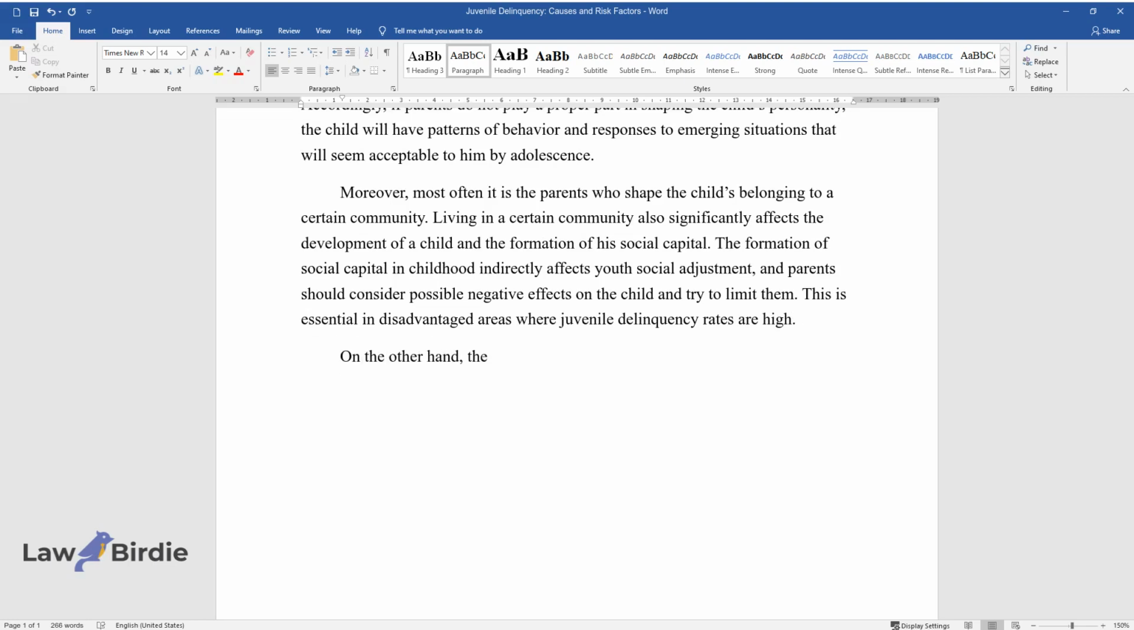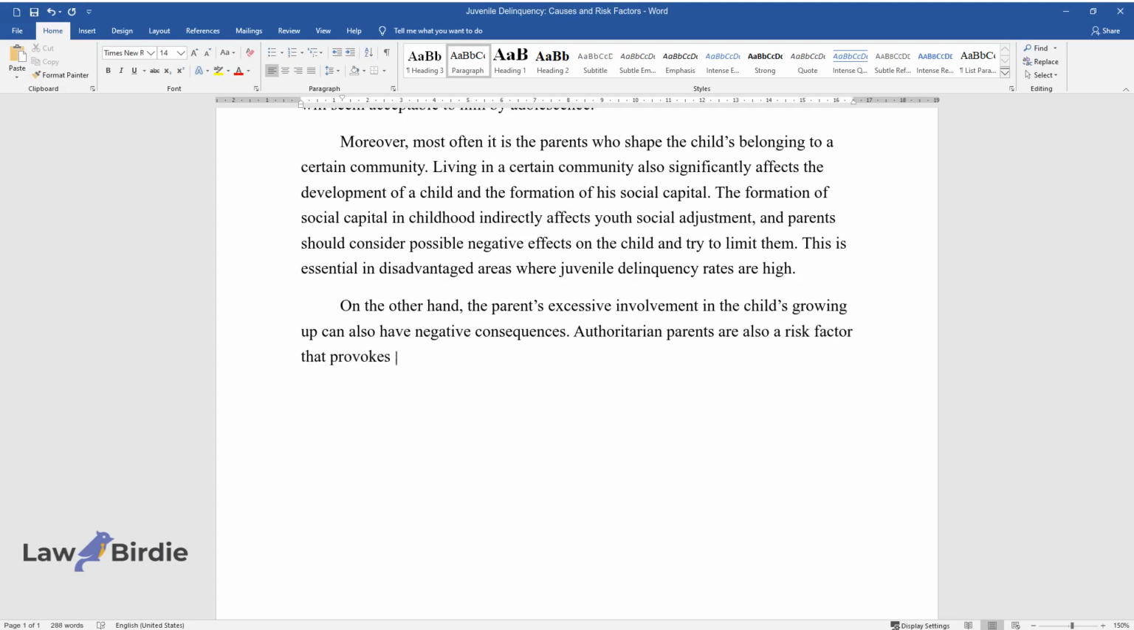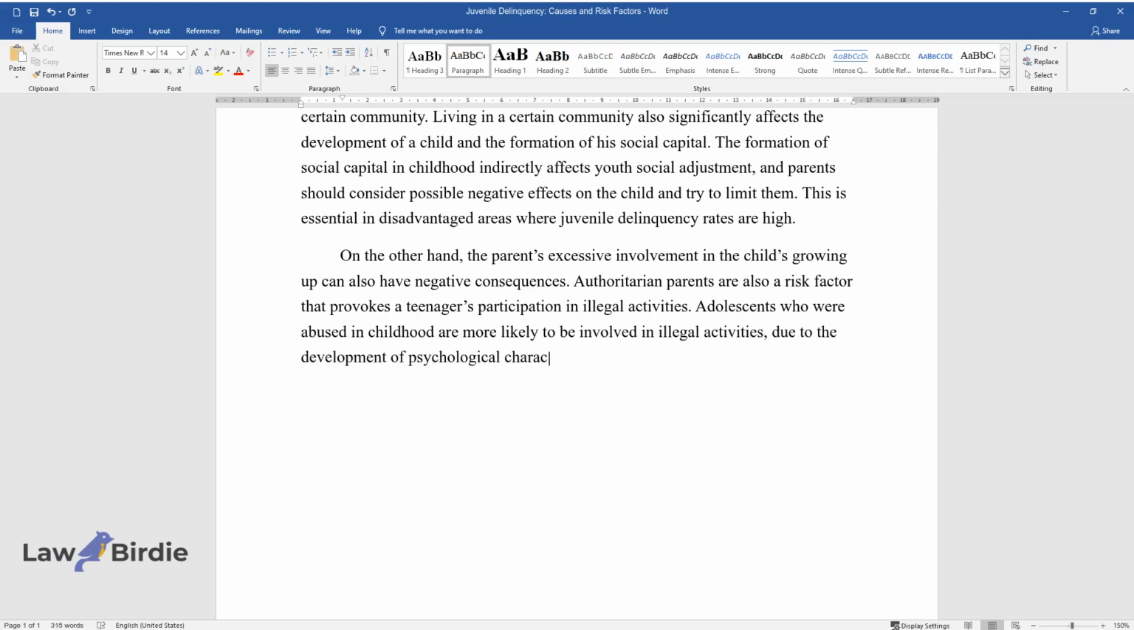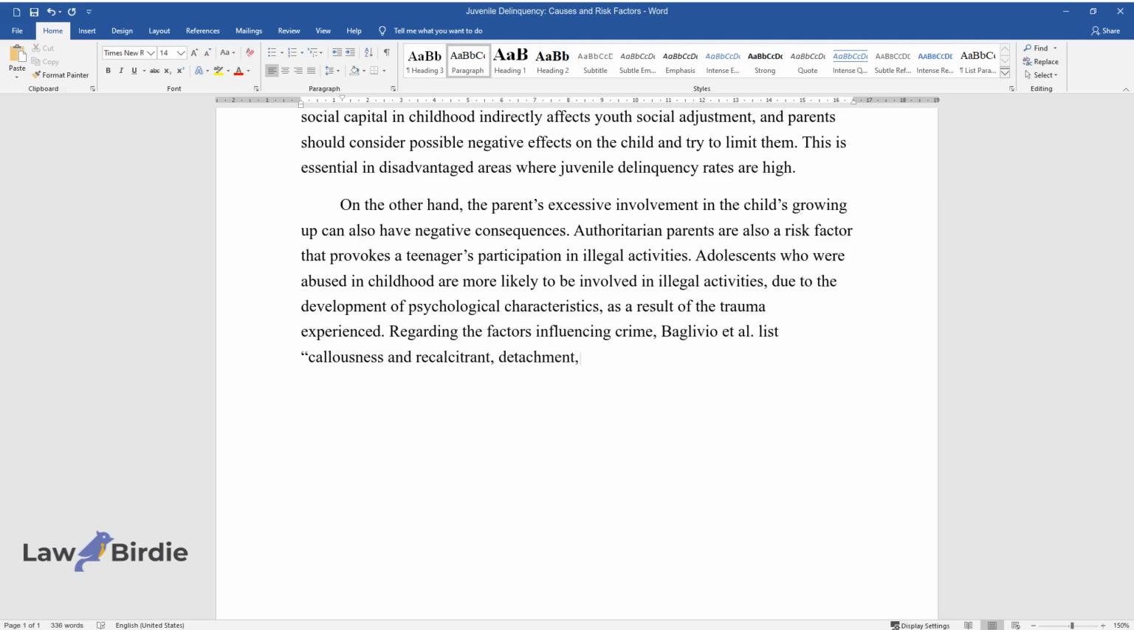On the other hand, the parent's excessive involvement in the child's growing up can also have negative consequences. Authoritarian parents are also a risk factor that provokes a teenager's participation in illegal activities. Adolescents who were abused in childhood are more likely to be involved in illegal activities, due to the development of psychological characteristics, as a result of the trauma experienced. Regarding the factors influencing crime, Baglivio et al. list callousness and recalcitrant, detachment, and uncaring and unconscientiousness features.